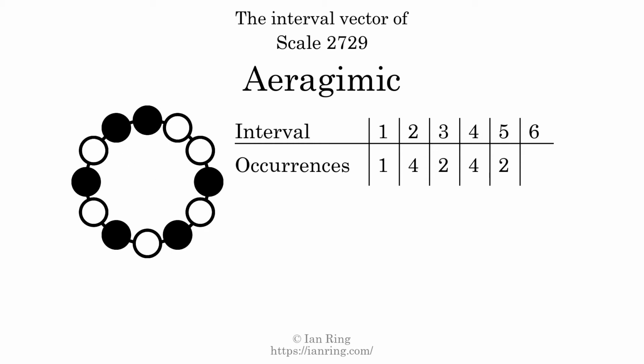There are 2 intervals with a size of 5 semitones. They are here, and here. There are 2 intervals with a size of 6 semitones. They are here, and here. Each interval does not appear in this scale a unique number of times, so this is not a deep scale.